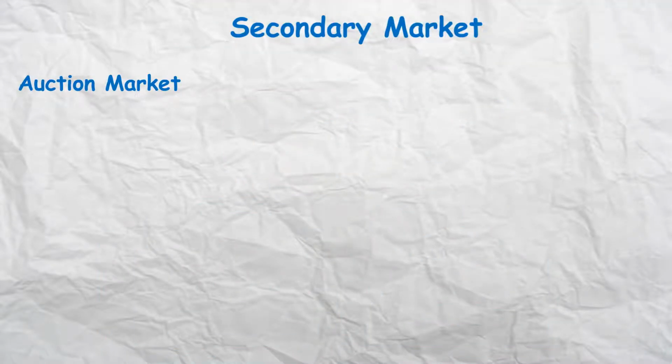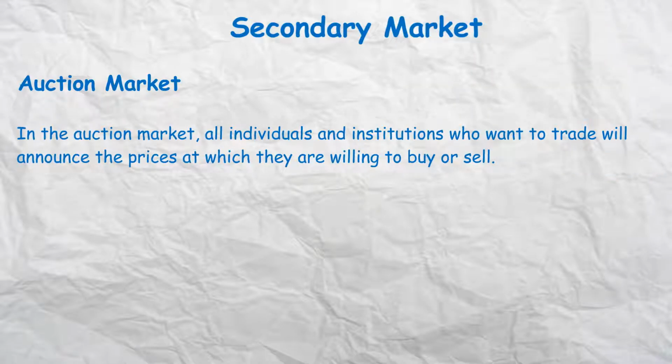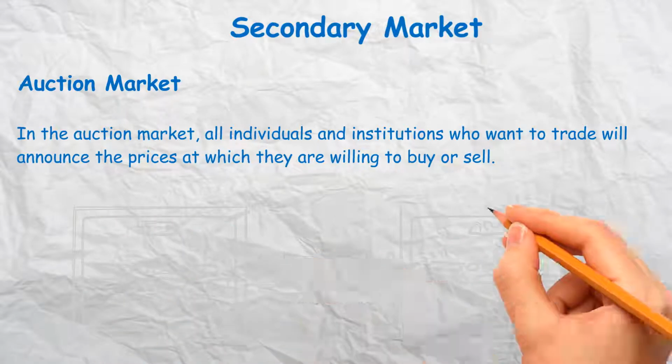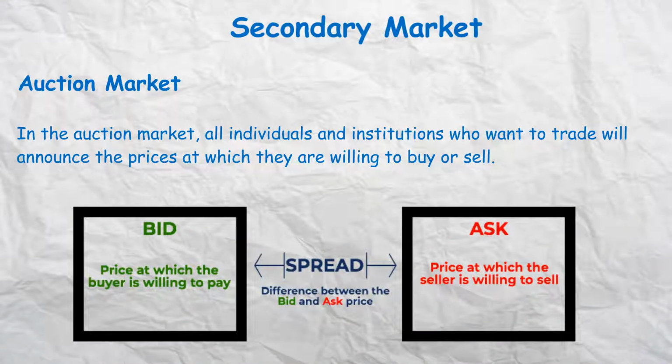Auction market. In the auction market, all individuals and institutions who want to trade will announce the prices at which they are willing to buy or sell. These are referred to as bid and ask prices. The idea is that an efficient market should prevail by bringing together all parties and having them publicly declare their prices. Most of us have been using this system when we buy or sell the stocks.